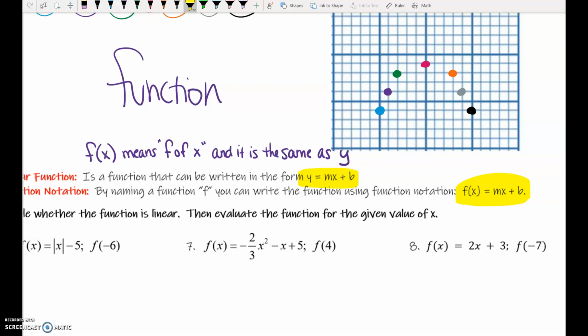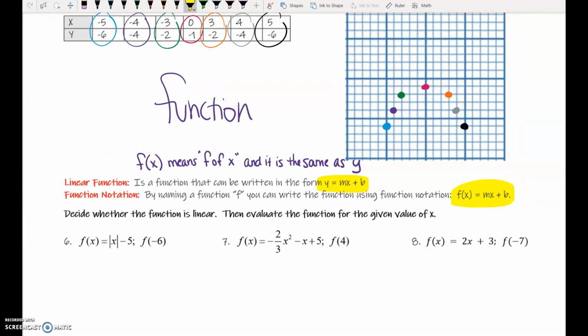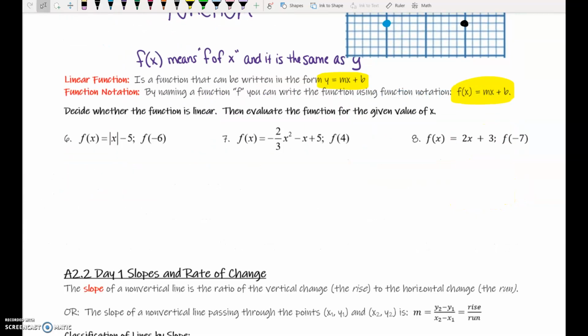F of x equals is exactly the same as saying y equals. It's a label. It means the same thing. It does not mean f times x. It doesn't mean anything like that. It's just a label that gives us a little bit more information. So first we need to decide, is this function linear? And then we need to evaluate the function for the given value of x.